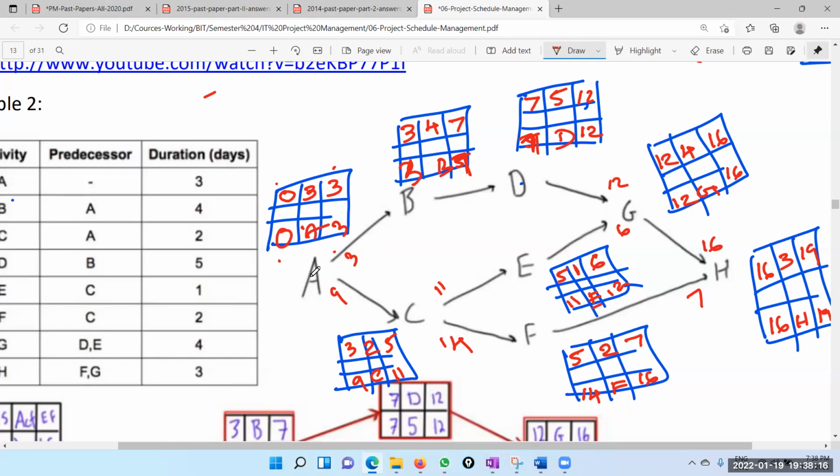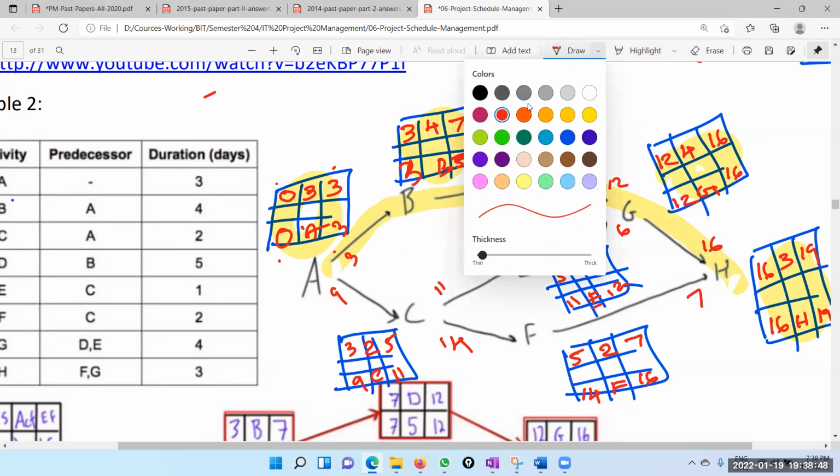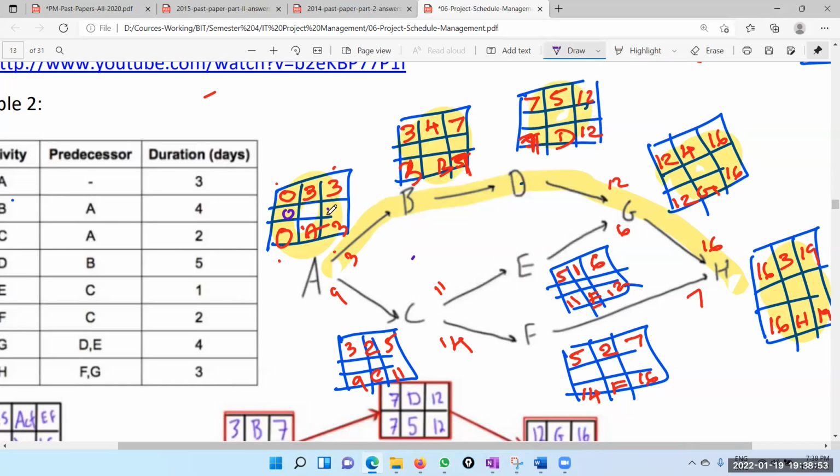That's it. Now there must always be a critical path, otherwise you have made a mistake. You should see that this is 3, 3, 7, 7, 12, 12, 16, 16, 19, 19. So that means this is the critical path. Of course, slack you can write. Here the slack is 0 anyway.